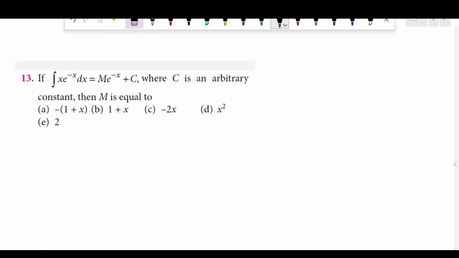Next question. If the integration of x e to the power minus x dx equals m e to the power minus x plus c, where c is an arbitrary constant, then m is equal to what? This is again an easy question. We need to first integrate x e to the power minus x dx. This will be a by parts question. This will be the first function, and this will be the second function, by the ILATE rule, right?